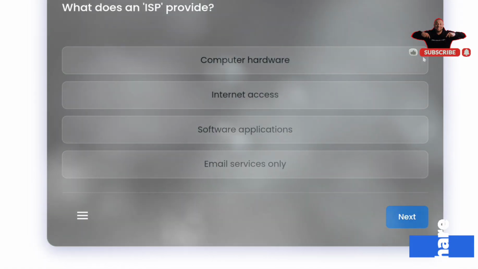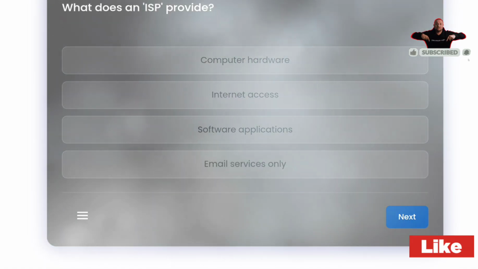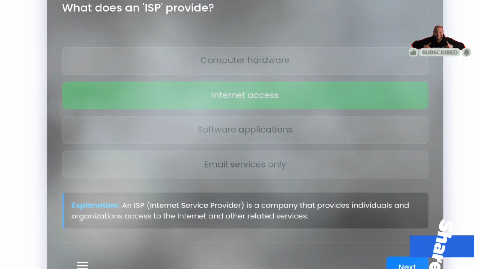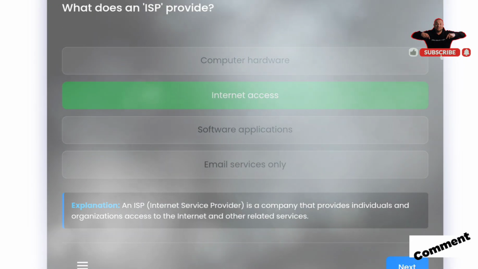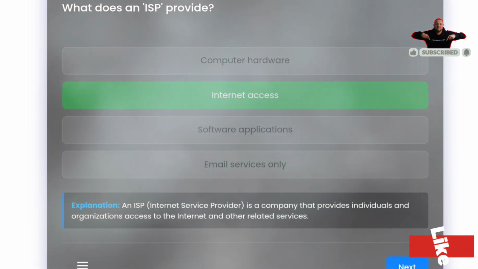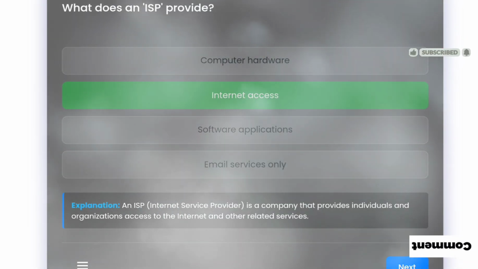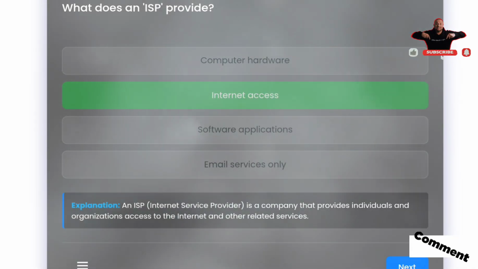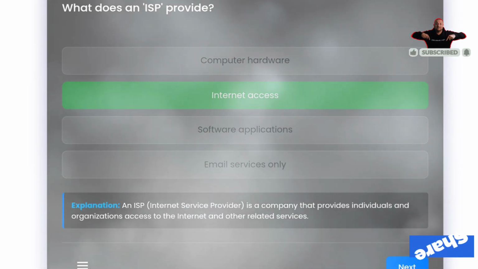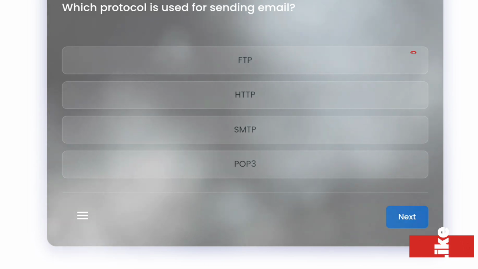What does ISP provide? Internet access. An ISP, it means Internet Service Provider. Internet Service Provider is a company that provides individuals and organizations access to the internet and other related services.